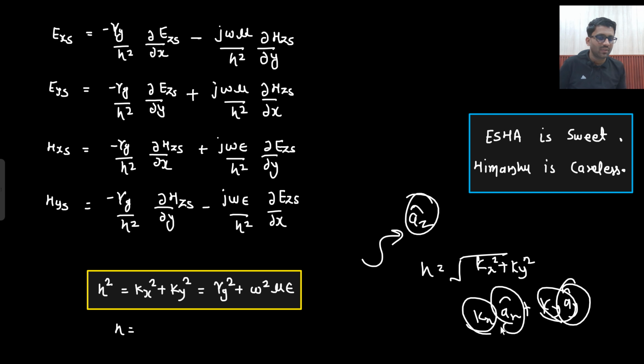And how would it have come? From kx ax cap plus ky ay cap. The wave is propagating in z direction, so x and y would have been transferred. Now what are kx and ky? Kx and ky are your propagation constants in x direction and y direction respectively.